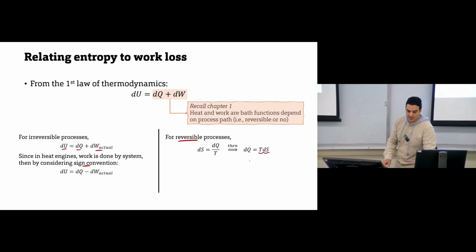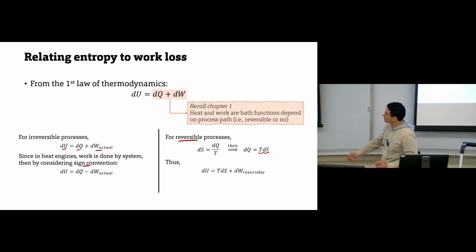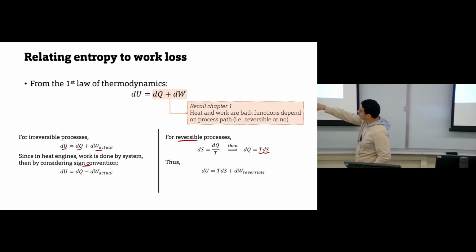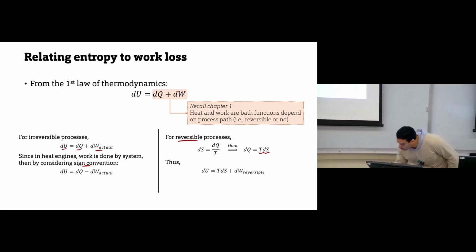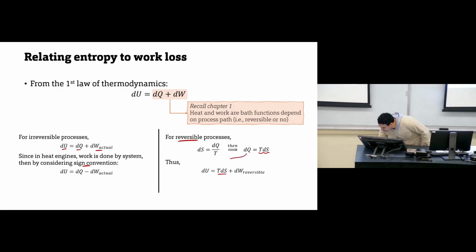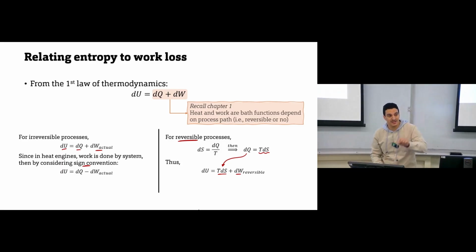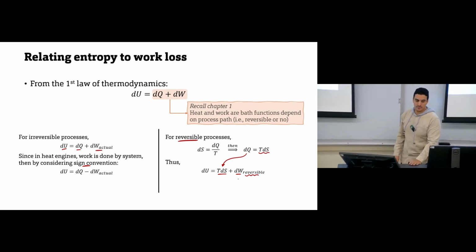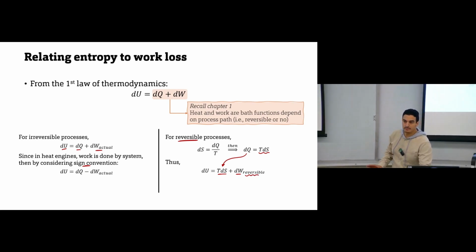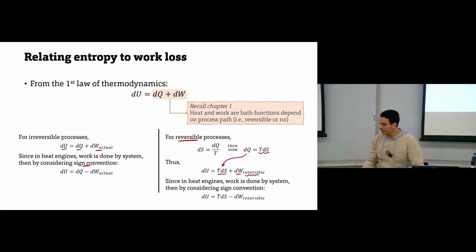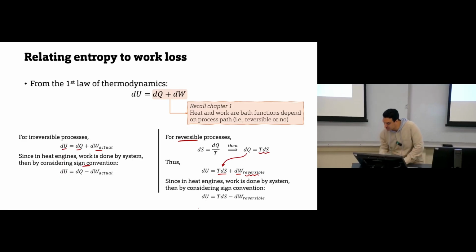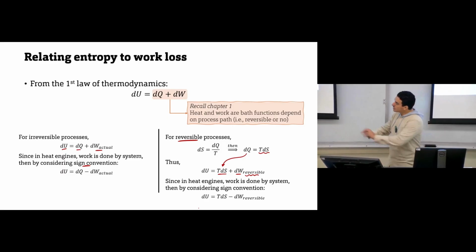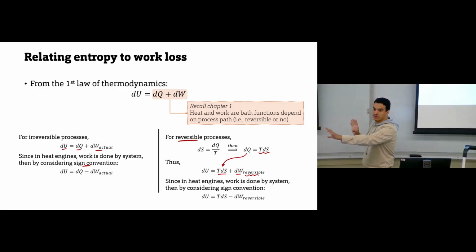So we can rewrite the first law of thermodynamics for a reversible process: we have dU, dq, and we will replace it with TdS, so this is dq for a reversible process, and this is the amount of work obtained from the process if it operates in a reversible way. So far clear? And again, if you consider the sign convention, we can rewrite the equation as dU is TdS minus dW reversible.